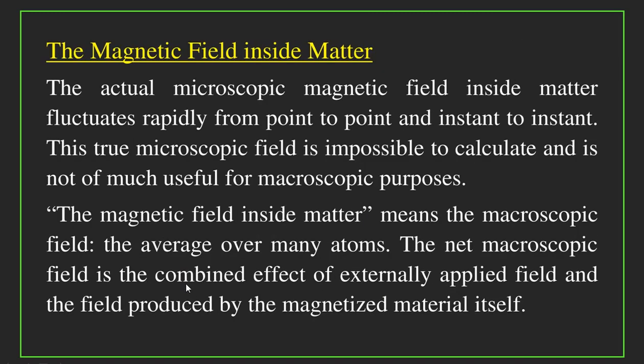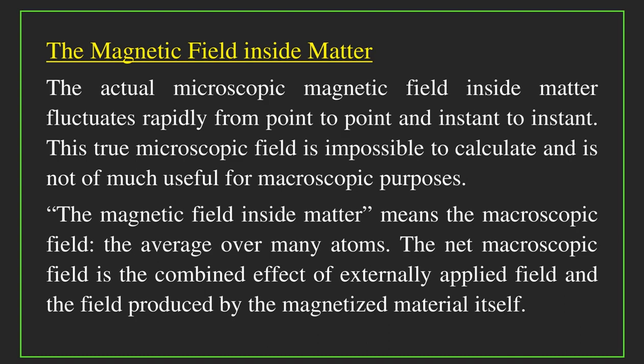Now, the magnetic field inside matter. In this chapter, at first we have discussed the magnetization. Magnetization means the effect of a magnetic field on a material, and we discovered that there are three types of materials: paramagnetic, ferromagnetic and diamagnetic. And in the second section, we have discussed the magnetic field produced by a magnetized material.